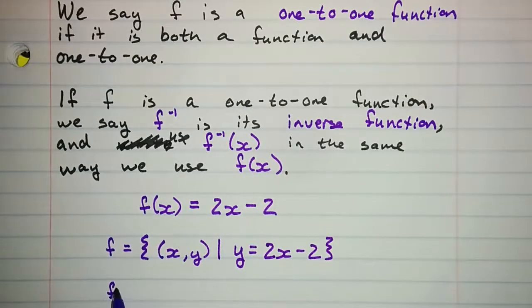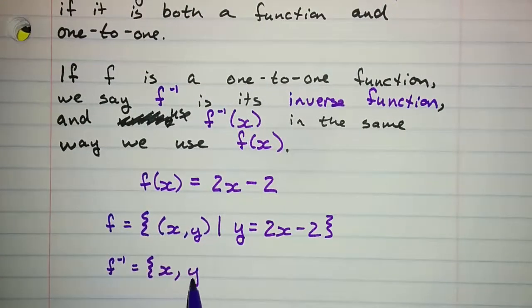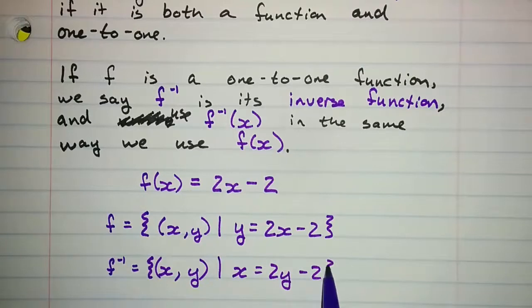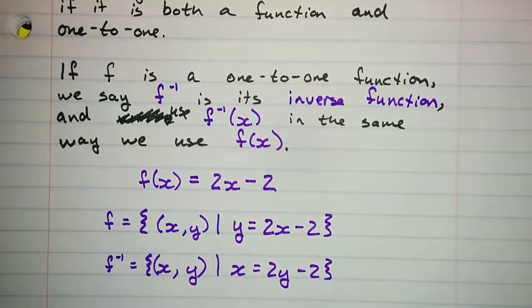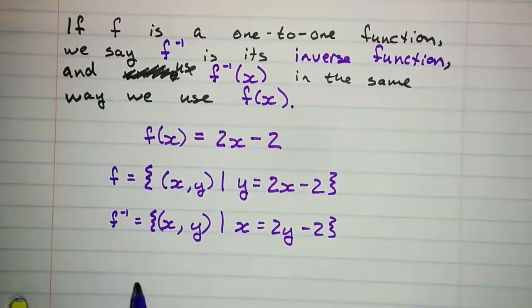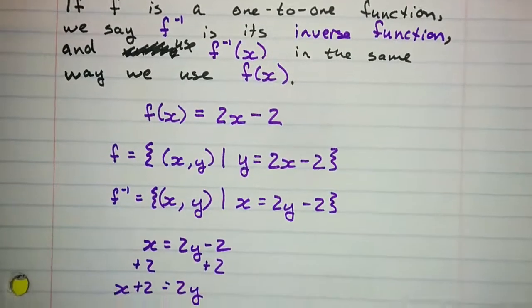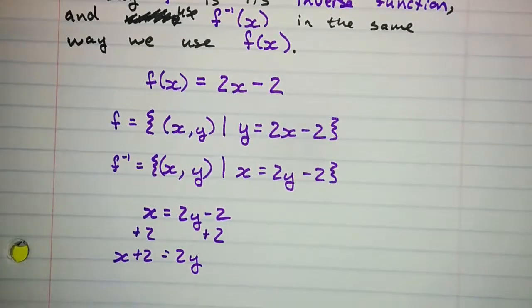Then by definition, f inverse is just the collection xy where x equals 2y minus 2. Again, we just exchange x and y. But I bet I can solve this for y, can't I? I better be able to if f inverse is to be a function. Let's see. I've got x equals 2y minus 2. To get y by itself, first I need to get rid of this subtraction. I get x plus 2 equals 2y.